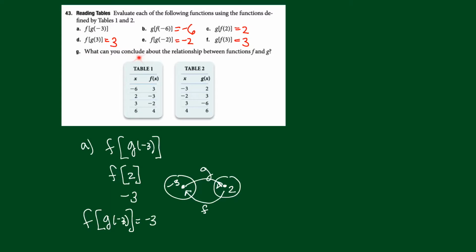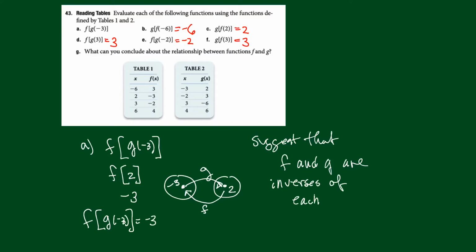So what can you conclude about the relationship between f and g? Well, apparently, and this is not a proof, we would suggest almost that f and g are inverses of each other. You know, it's not good enough just to say they're inverses. They could be inverses of some other functions. But we're going to say these examples suggest that they are inverses of each other. It's not a proof. Just because you do this for a couple of them doesn't mean it always happens. So it's just a suggestion.